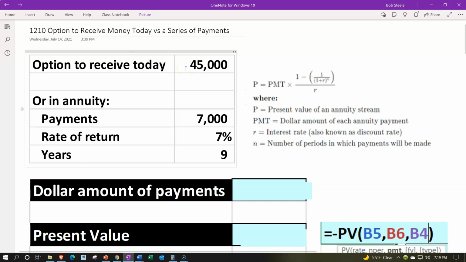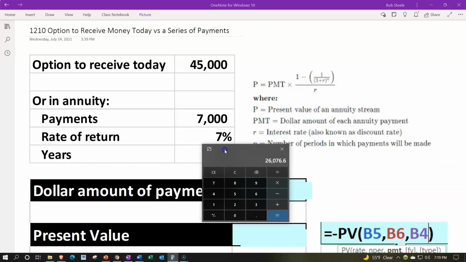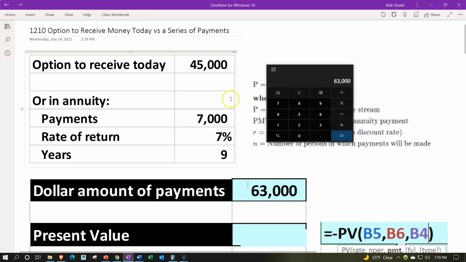So anytime you have that situation, for our example, we're going to say that we have the $45,000 today versus a series of payments, which would be 7,000 payments each year for 9 years. Now, when you first look at that, you wouldn't really know the rate. You'd have to assume what the rate is, and that's one of the difficult components to a question like this. Obviously, if I took the 7,000 and multiplied it times 9, we get 63,000, which we also calculate down here, which of course is greater than the 45,000. So it would seem better to get the series of payments for 9 years.